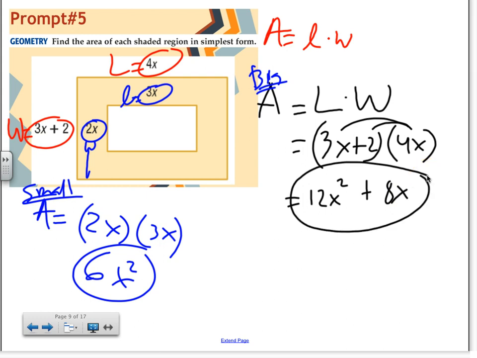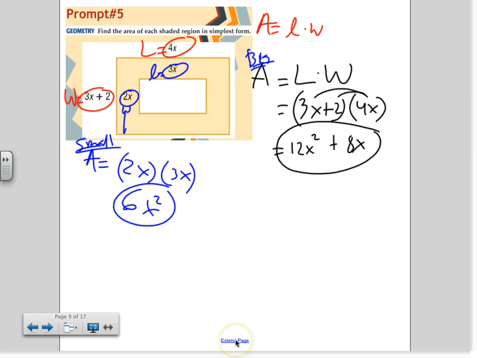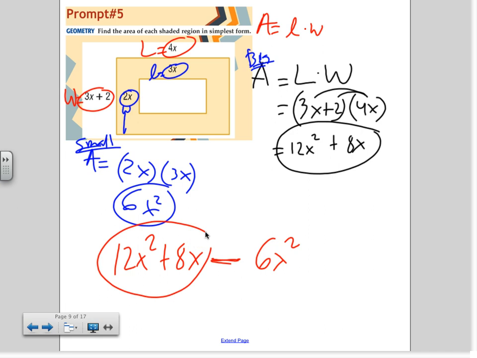We have the area of the small rectangle. What do you do with the 2? Subtract. Okay, so you're saying I'm going to set up a subtraction problem. Fine. Subtract what from what? The small from the large. So the large is 12x squared plus 8x, and the small is 6x squared. Does this represent the large? Does this represent the small? So there we have it. We have the large rectangle minus the small rectangle to give us the shaded part.